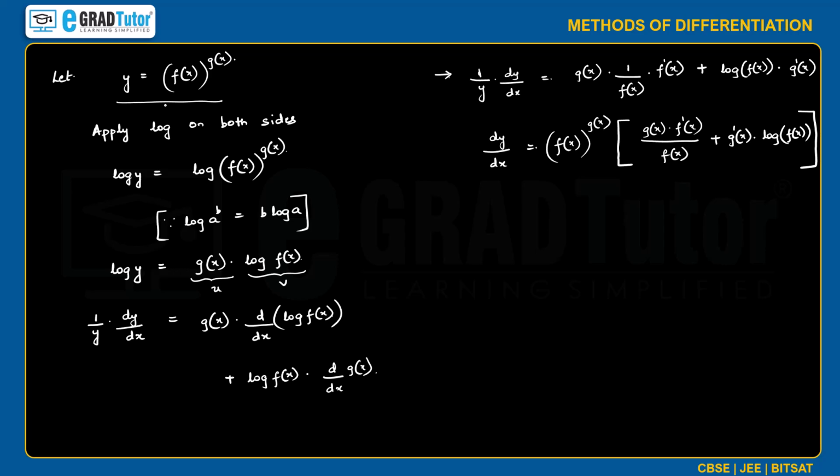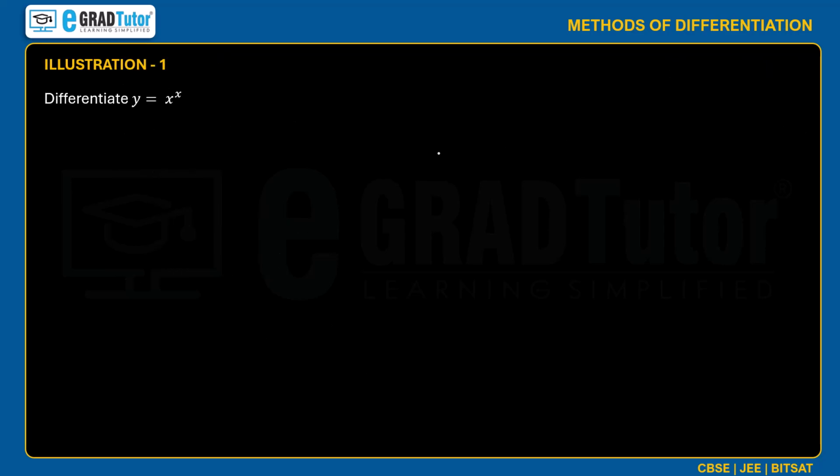Okay, so let's look at an illustration, a basic illustration to understand this algorithm. Now differentiate y is equal to x power x. Okay, so what is that you do here? Take y is equal to x power x. First, apply log on both sides. Log y is equal to log x power x. So log y is equal to x log x. Now differentiate with respect to x.